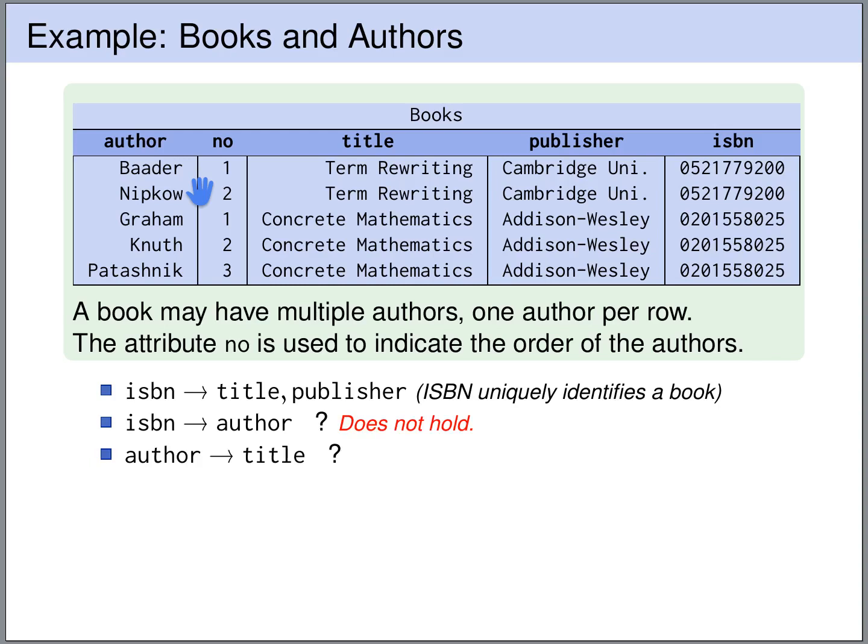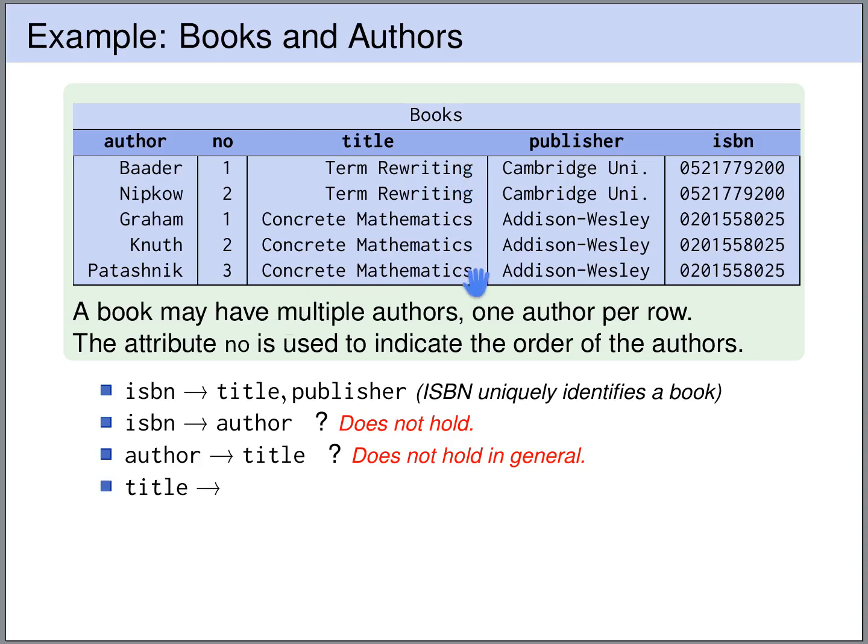Does the author uniquely determine the title? In this database state, the name of the author indeed uniquely determines the title. However, this will in general not be true. We can have authors that write multiple books or authors with the same name that write different books and so on. So this functional dependency holds only for this database state, but we are not interested in it because we only want those functional dependencies that hold in general.